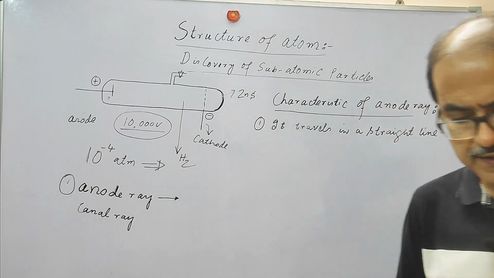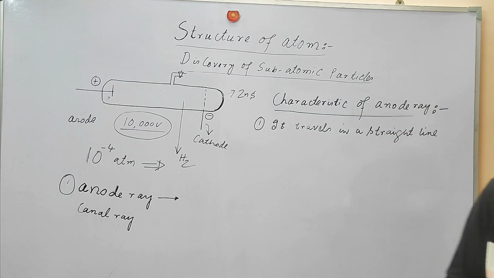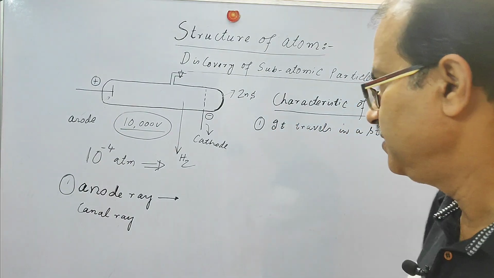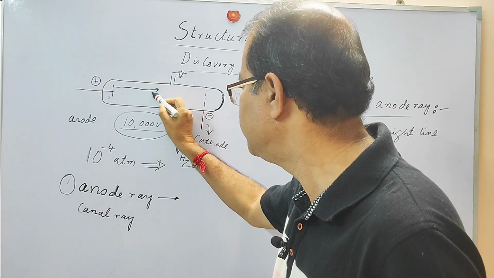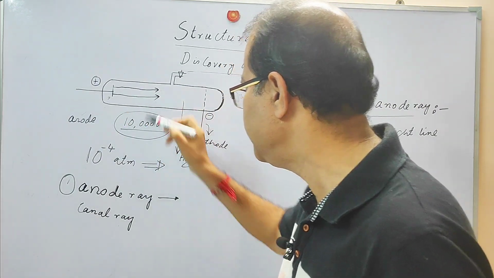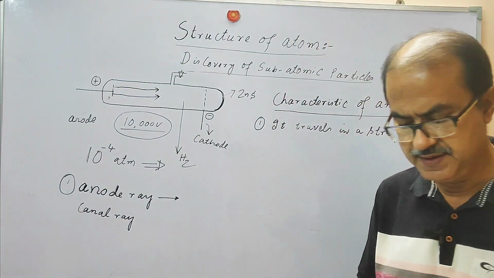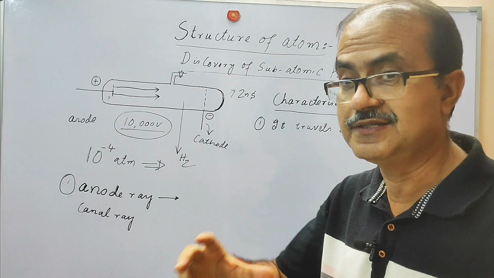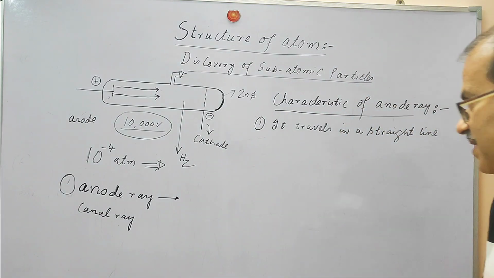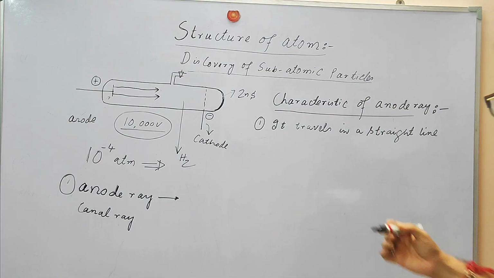How do you say it travels in a straight line? Because if you put any object in the path of this anode ray, what is going to happen? There is a sharp shadow of this object. Okay. So we can see it travels in a straight line.